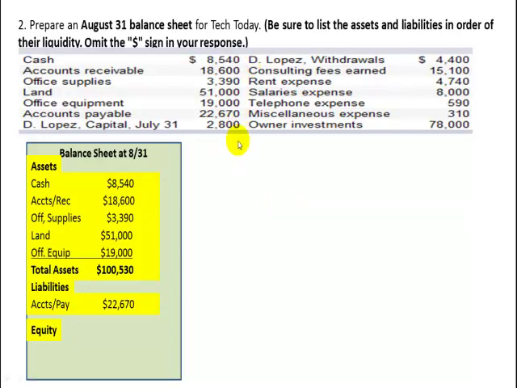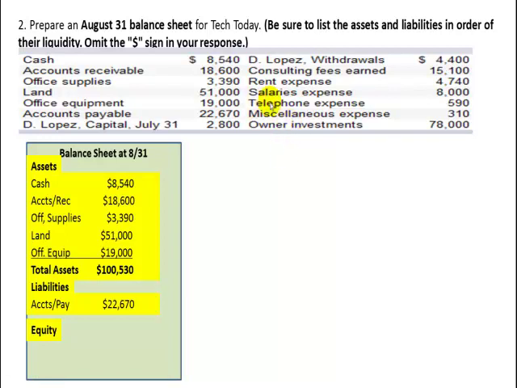And then we've got the July 31st capital balance. We're preparing a balance sheet for 8/31, so really this was the beginning capital balance. Keep that in mind for August. Then we have withdrawals, consulting fees earned, some rent expense, salaries, telephone, miscellaneous, and owner investments.